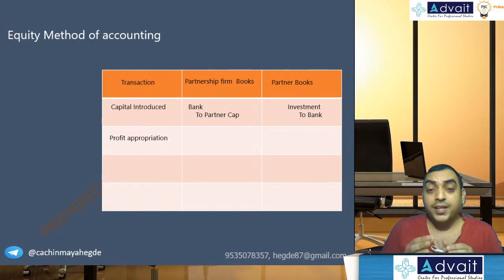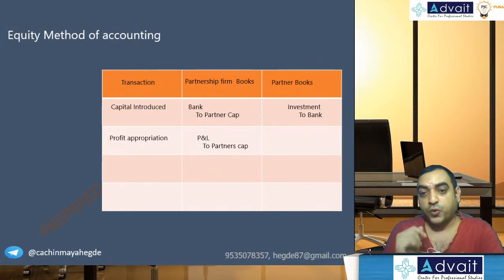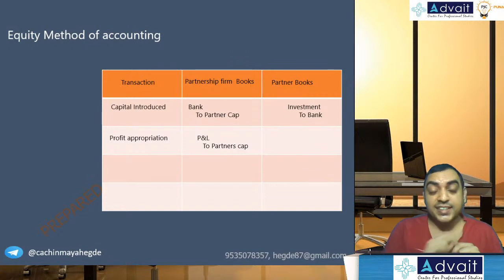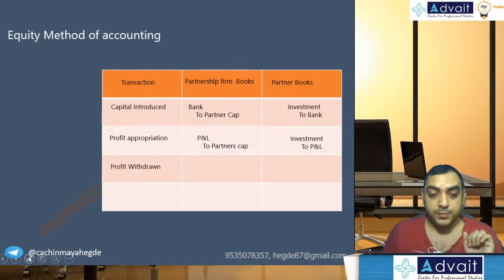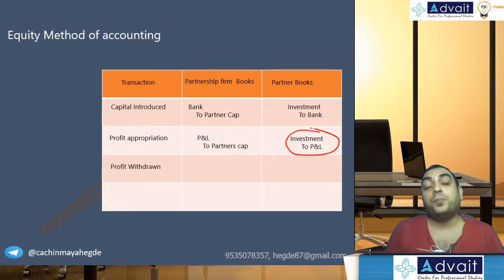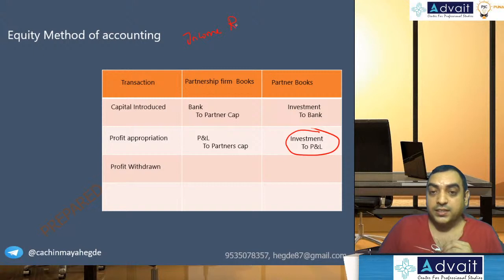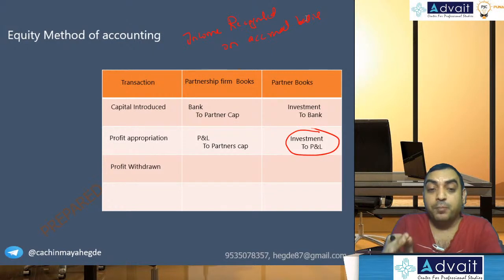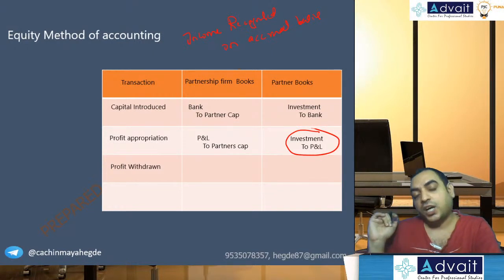And when the firm appropriates its profits, what journal entry will be passed? P&L appropriation account debit to partner's capital account. But in the partner's books, what entry will you pass? This is important and interesting, please observe carefully. It is investment account debit to P&L account. That is income recognized on accrual basis. The partner will recognize the income from the partnership on accrual basis. Investment account debit to P&L account.